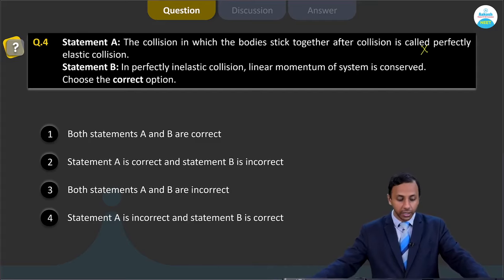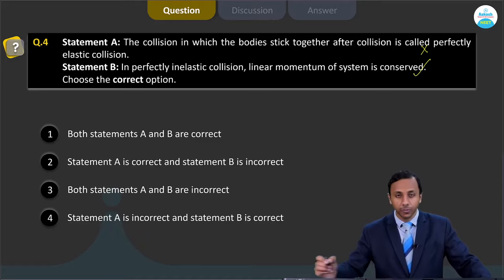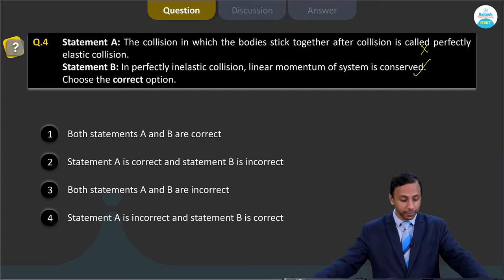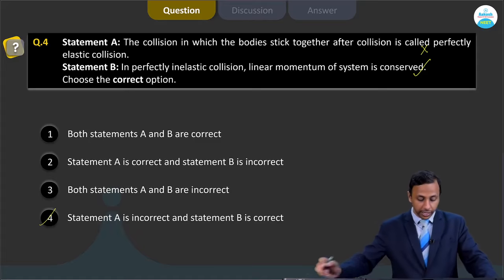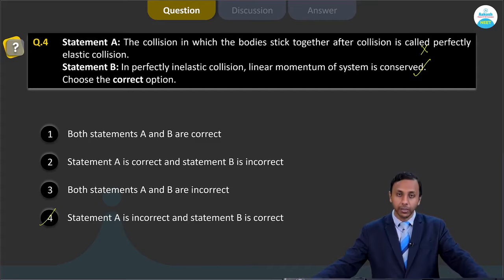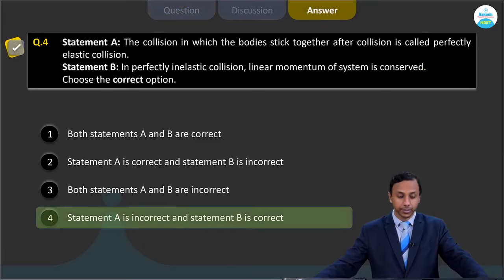And if you see statement B, it says in perfectly inelastic collision, linear momentum of system is conserved. So this is obviously correct. But statement A is wrong, which means our answer is going to be option 4. Statement A is incorrect and statement B is correct. Let's look at the answer slide. And yes, 4 is correct.